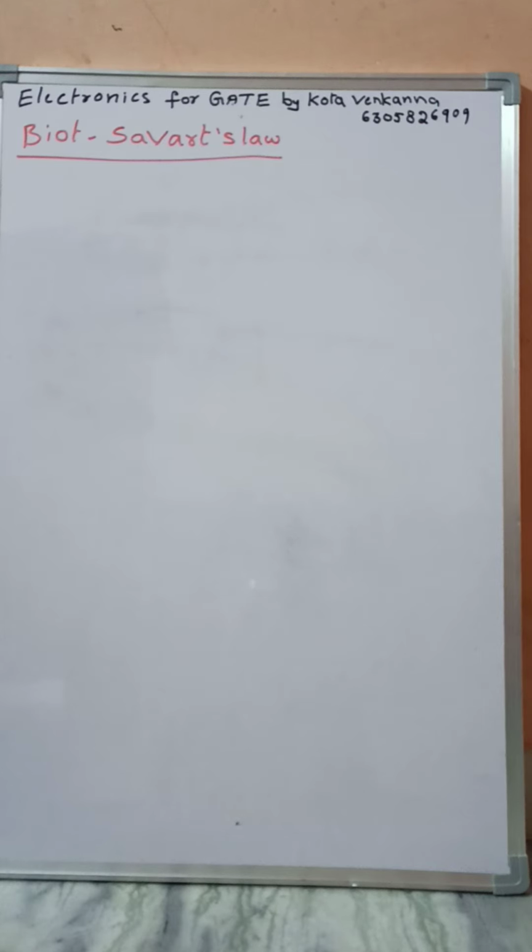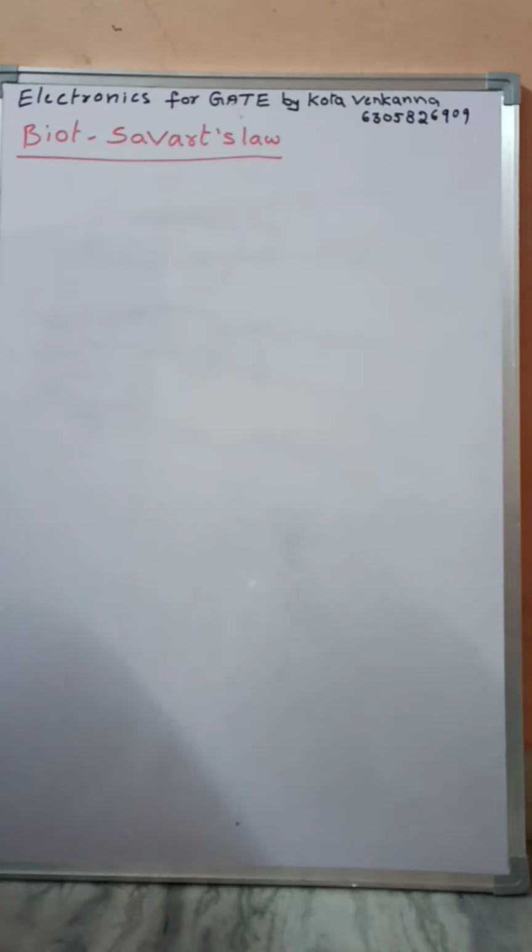These fields are described by magnetic field intensity H and magnetic flux density B, using the relation B is equal to mu into H. And steady magnetic fields are governed by Biot-Savart's law and Ampere's circuit law. So that's why today we have to discuss Biot-Savart's law.